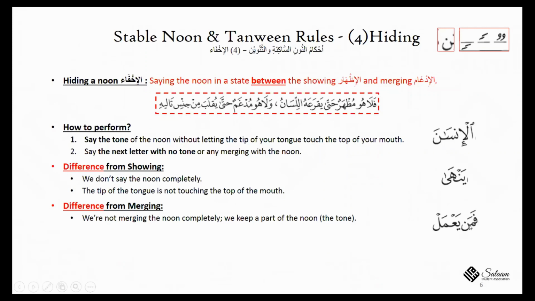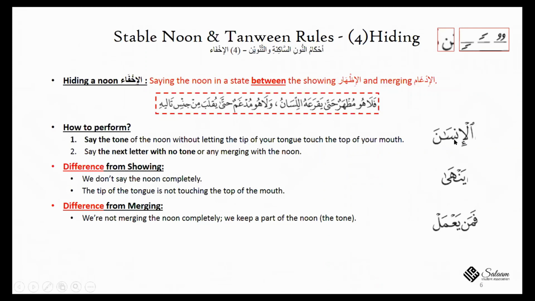If you remember, when merging, we used to say فَمَن يَعْمَلْ. So the tone was in the second letter. I do not say the noon or the tone of the noon. I say the tone in the next letter here: فَمَن يَعْمَلْ. So here the tone is in the next letter, which comes with four letters: ينمو, ya, noon, meem, waw. You remember that. But in ikhfa, it's not this case. In ikhfa, we keep the tone of the noon itself.